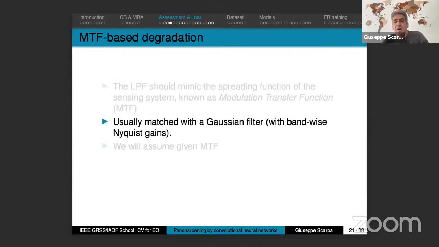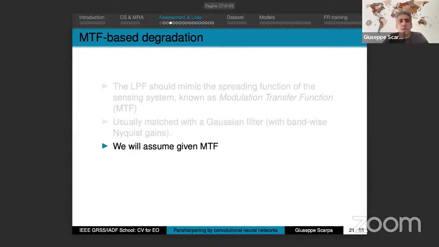Specifically, Gaussian-shaped filters are usually employed, and the MTF gain changes across the bands, so slightly different low-pass filters are used for each MS band and also for the PAN component. Well, in this talk and in practical session, we will assume given MTF gains. Usually these are given by the producers of the sensors or can be estimated somehow.